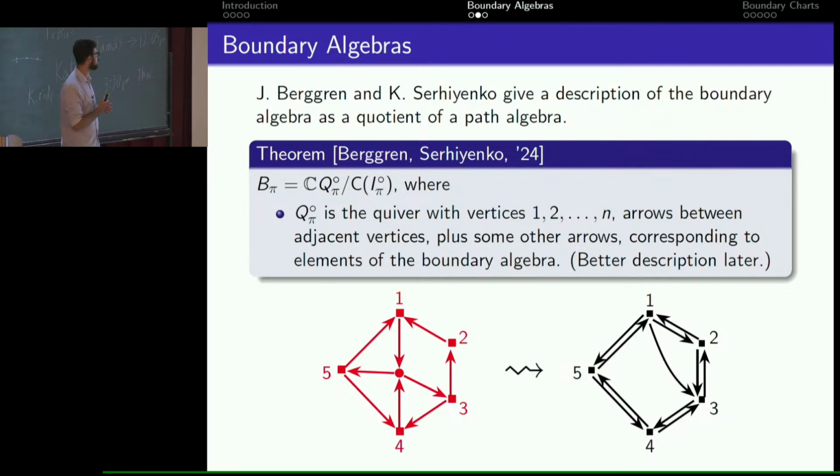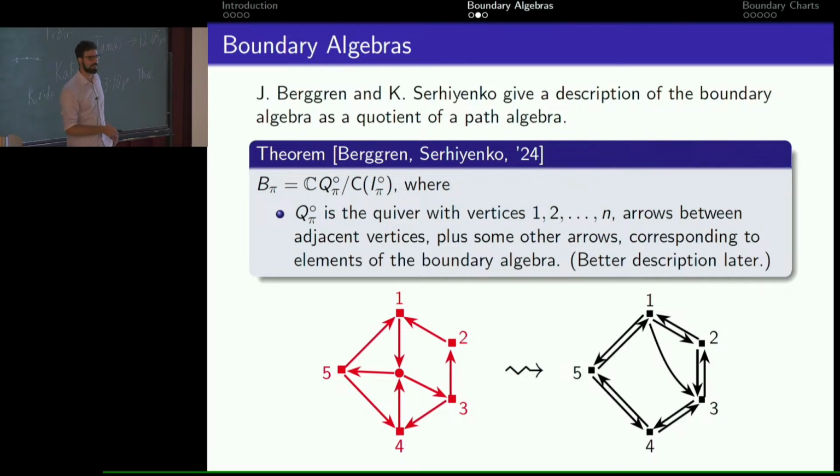One thing that's nice is that we can do a little bit better. From work of my co-author Jonah and his advisor Khrystyna Serhiyenko, we have a description of boundary algebras as a quotient of a path algebra. So we can get rid of that subalgebra step. But it's a different quiver. So, okay, what is our boundary algebra? It's the path algebra on some quiver Q pi circle, mod C, which is some operation of an ideal I pi circle. Where Q pi circle is a quiver on the vertices 1 through n, with arrows between adjacent vertices.